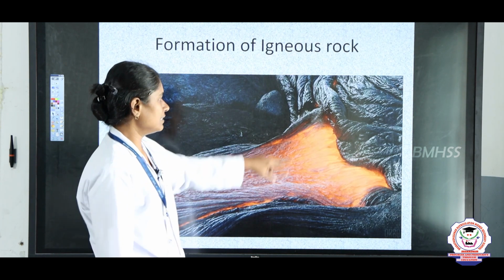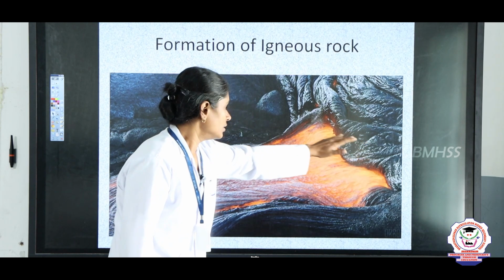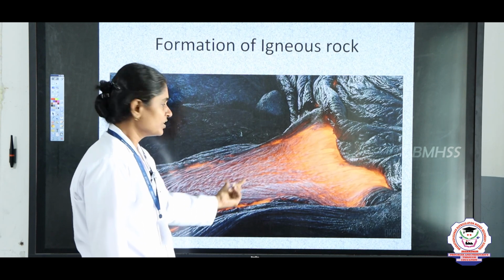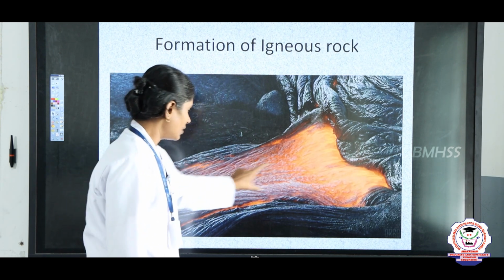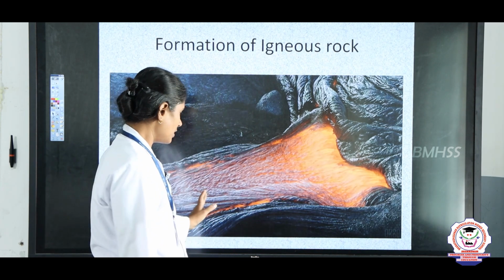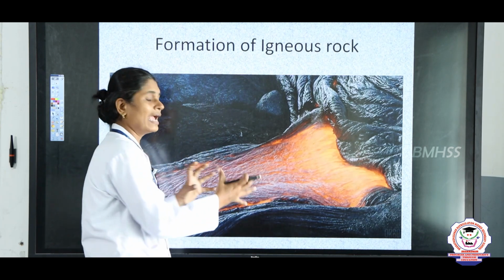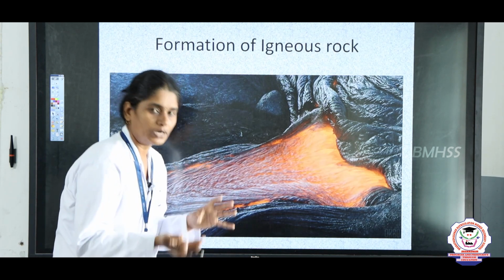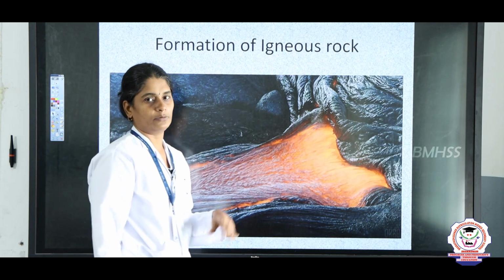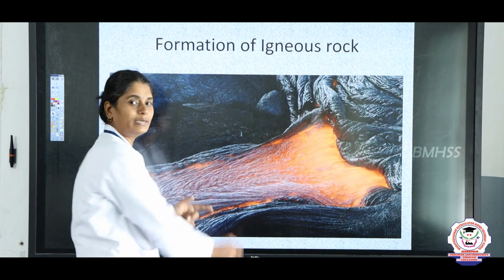So here you can see in this slide, from the volcano the hot molten rock is coming out, right? So this is known as neruppu kodambu. It is coming out of the earth surface, so this is known as lava. When it is present under the earth, it is magma. It is very hot, and it has to cool down to form into rocks. So that's how igneous rocks are formed, by the cooling and hardening of the hot molten rocks.